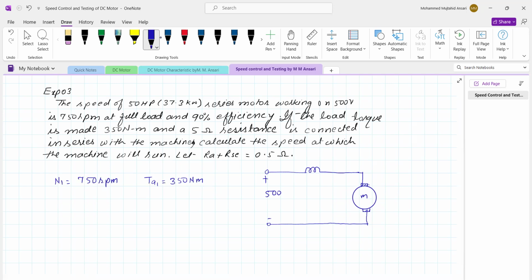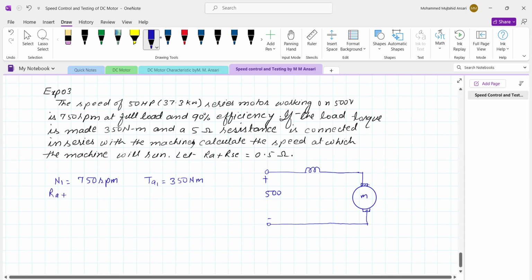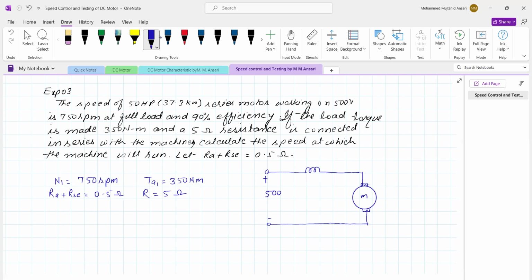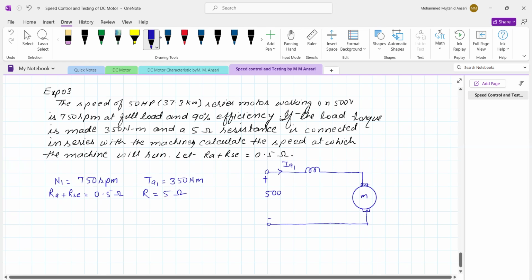Let armature resistance and series field resistance be 0.5 ohm. So here RA plus RSE is equal to 0.5 ohm, and external resistance R equal to 5 ohm is connected in the second case, and efficiency is given. So it is necessary to calculate the current in the first case, IA1. Now in the second case we will calculate the current IA2 when the resistance is connected in series with the motor.